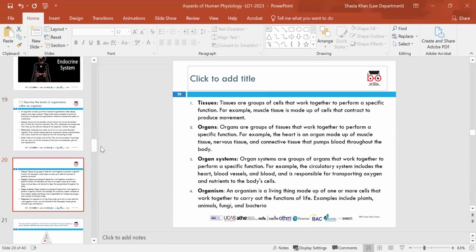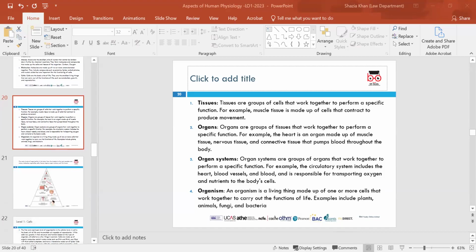You've got tissues, a group of cells that work together to perform a specific function. And you've got the organs as well, which are units of multiple tissues that perform an independent function. The organ system, which are groups of organs that work together to perform a function. And then the organism is a living thing made up of 1 or more cells that work together to carry out a function. And that could be plants and fungi and bacteria.